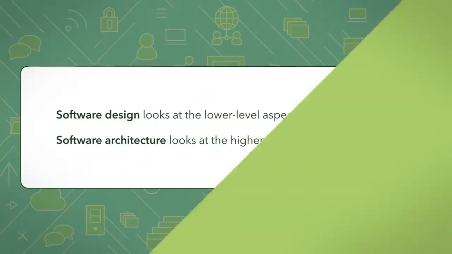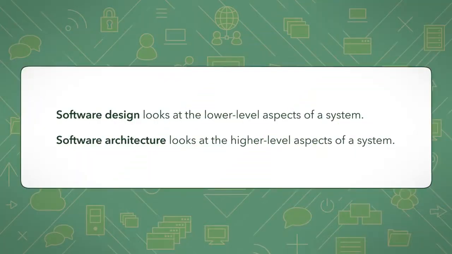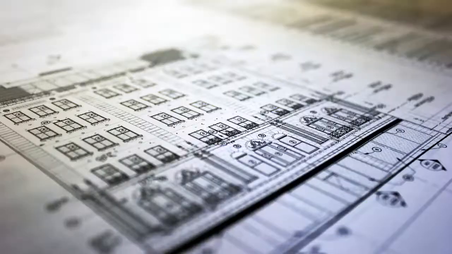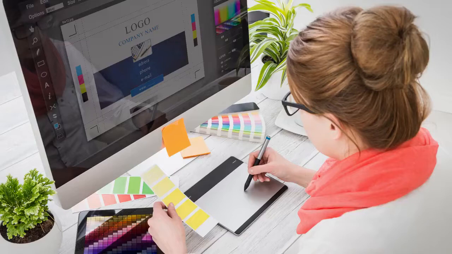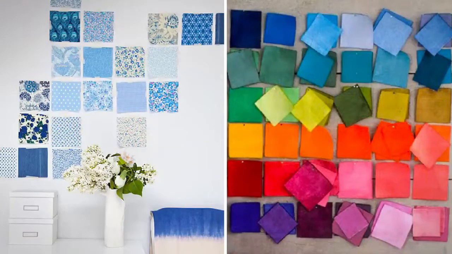That brings us to the primary difference between software design and software architecture. In short, software design looks at the lower-level aspects of a system, whereas software architecture tends to look at the bigger picture, the higher-level aspects of a system. Think of this like designing a building. An architect focuses on the major structures and services, while an interior designer focuses on the smaller spaces within.